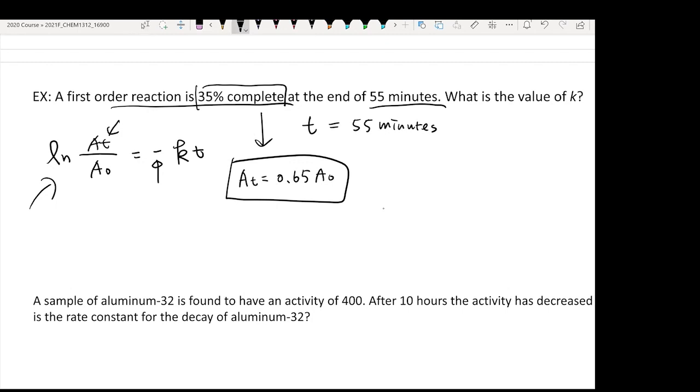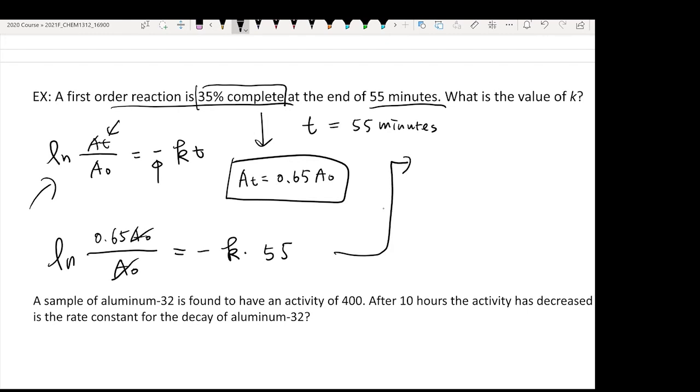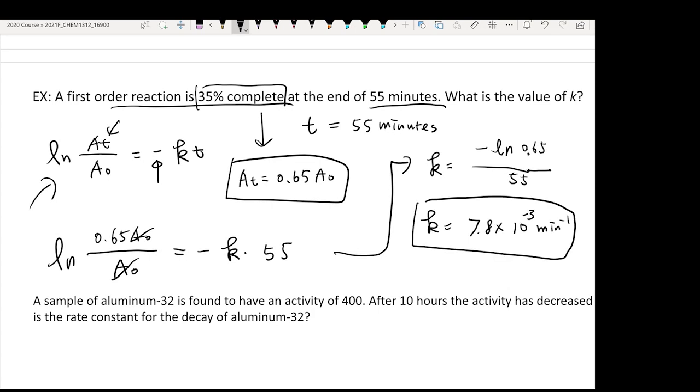Once you have this, you can just put these things inside this equation. Your AT is 0.65 A naught, the original concentration is A naught, equals negative K times T, which is 55. So A naught cancels out. By doing this calculation, you should see your K is going to equal negative natural log of 0.65 divided by 55. And then you're going to get a value of 7.8 times 10 to the negative 3 per minute.